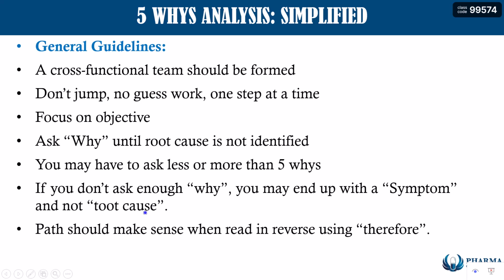Now, general guidelines. A cross-functional team should be formed. So if the problem has occurred in the quality control, it is not only the quality control team that has to conduct the investigation, but the cross-functional team should be identified in consultation with the quality assurance. Obviously the quality assurance is going to be part of the investigation team, but in addition to the QA, you can also invite manufacturing, regulatory affairs, R&D team as appropriate.